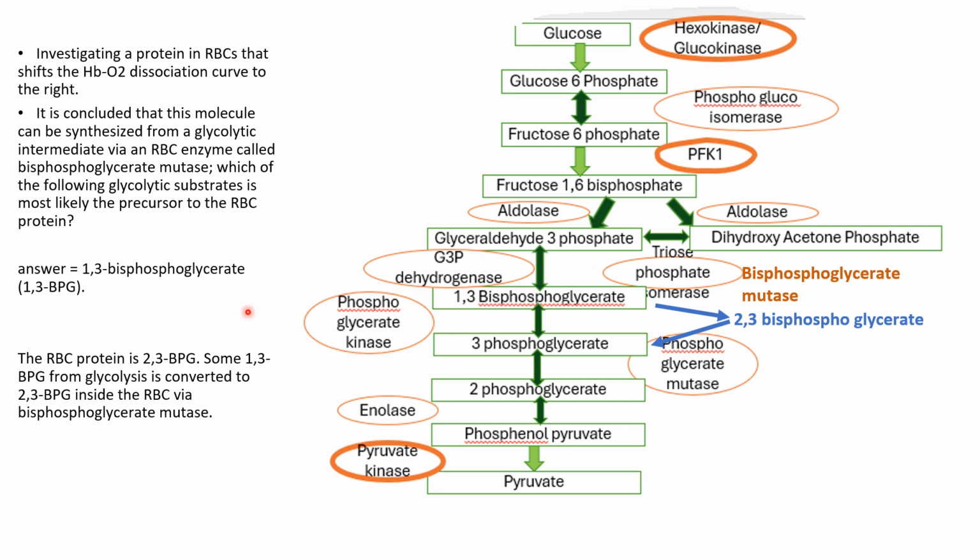Okay, so the RBC protein is 2,3-BPG, and the 1,3-BPG from glycolysis is converted to 2,3-BPG inside the RBCs via this enzyme bisphosphoglycerate mutase. Mutase is what? Mutase is whenever there is a change in position, like when the atoms which are present on the 1 and 3 get changed to 2, 3, that is usually done by the enzyme with the suffix mutase, isn't it? So in that way also you can remember it, like this must be the precursor, since this is the enzyme. That is a shortcut to answer questions like this.